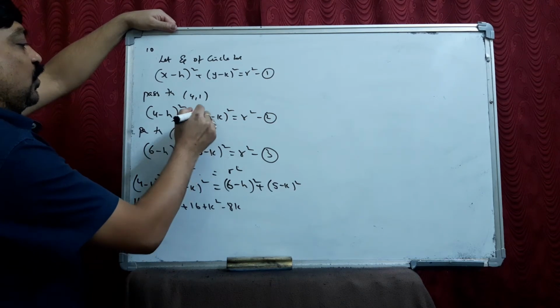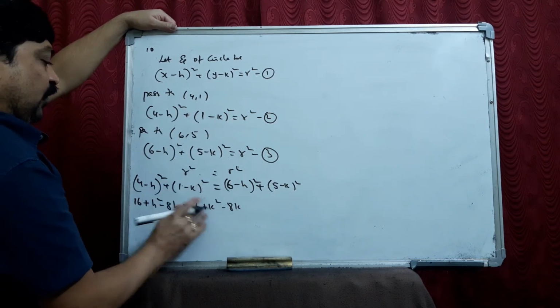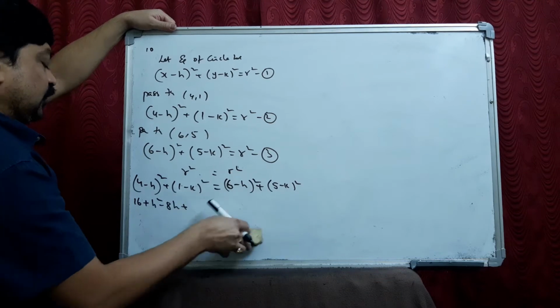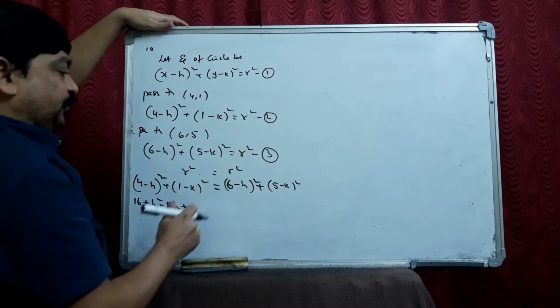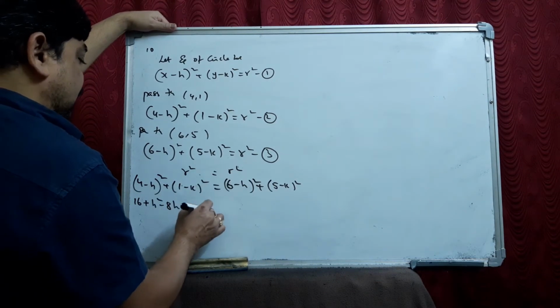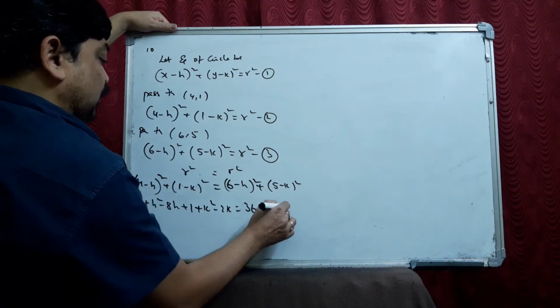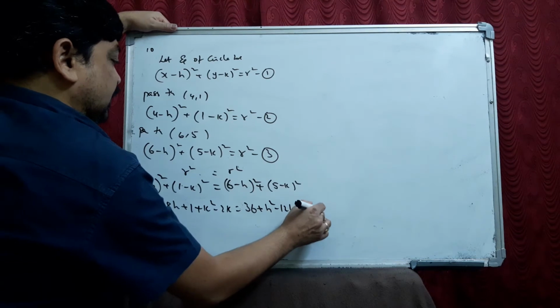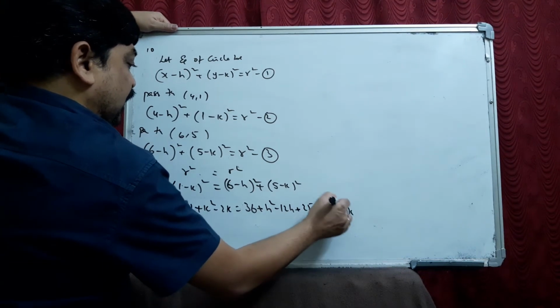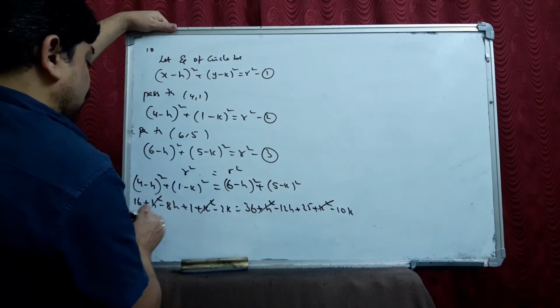Oh, I'm sorry, it is (4, 1). So 1 plus k square minus 2k. On the other side, 36 plus h square minus 12h, 25 plus k square minus 10k. K square and h square get cancelled on both sides.